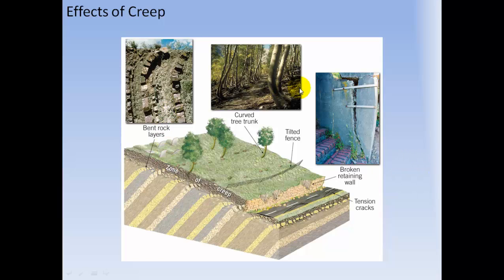Okay, let's see, effects of creep. Well, the rock layers start to look bent, and you can see how the debris is being moved slowly downhill. Debris from this layer is now over on top of this layer. You see trees trying to readjust their direction of growth. Fences get tilted. A retaining wall tilts and breaks. There are tension cracks in the asphalt.